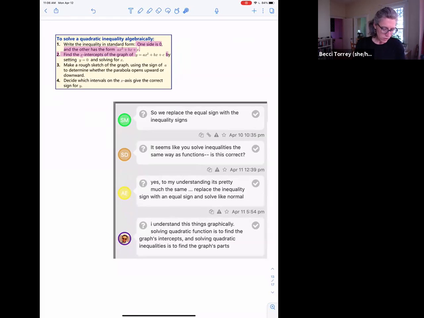And then I just wanted to note, there were some comments like, oh, we replaced the equal sign with the inequality sign. We solve it the same way as we do equalities. You have to do that as part of it, but that's not everything. So this is how we start. But then we'll have more work.